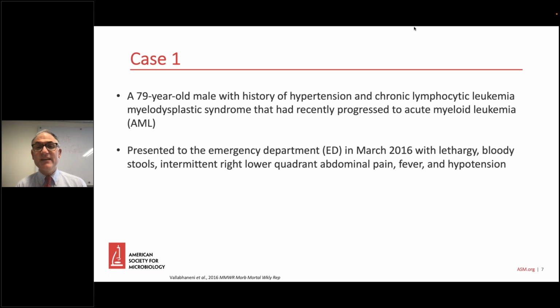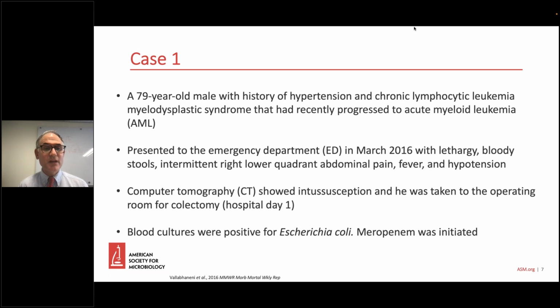He presented to the ED in March 2016 with lethargy, bloody stools, intermittent right lower quadrant abdominal pain, fever, and hypertension. CT showed intussusception, and he was taken to the operating theater for colectomy. And that was hospital day 1. His blood cultures were positive for E. coli, and meropenem was initiated.